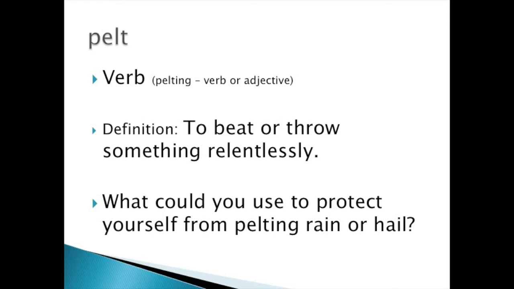Now think about this question. What could you use to protect yourself from pelting rain or hail? Write your response on your vocab sheet.